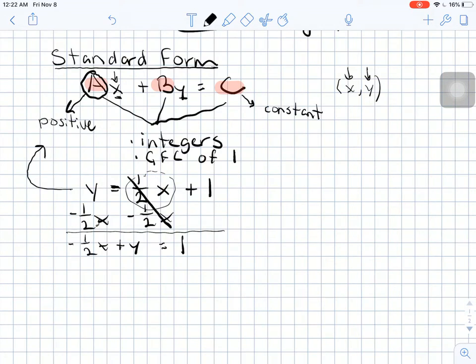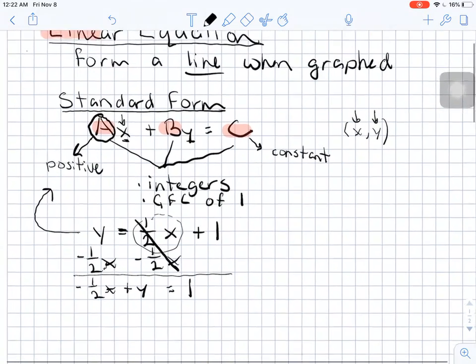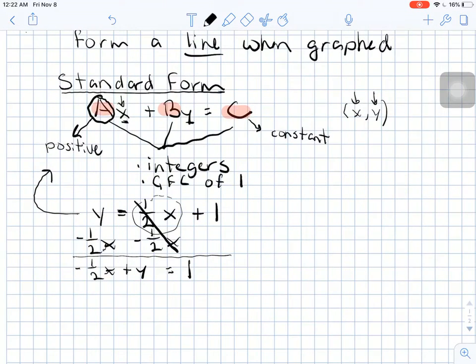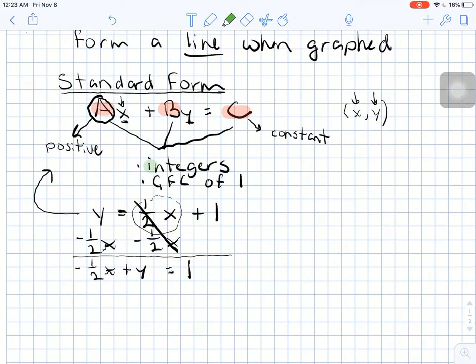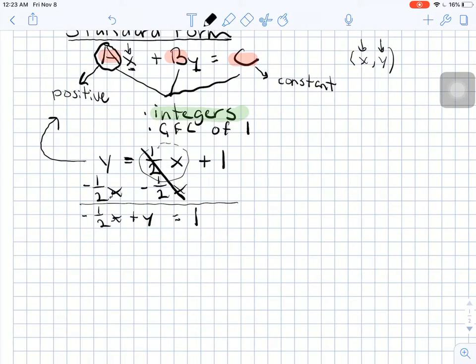So that looks kind of sort of like standard form. We've got the x and the y in the right places. We've got the constant, the c, in the right place. The only problem that we have is that we said a minute ago that in standard form, a and b and c have to be integers. So we have to say, okay, we've got all the things in the right places, but can we make all of those be integers to put it correctly into standard form?